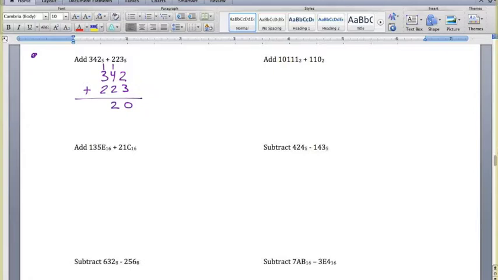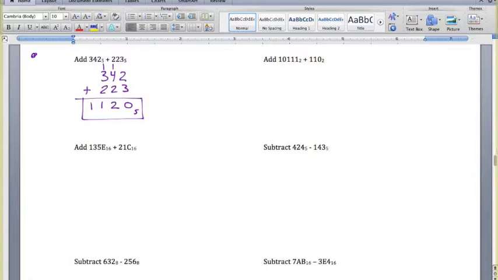Then when I add 1, 3, and 2, I get 6, but I can't write a 6. So how many 5s are there? 1, with how many left over? 1. So 1, 1. And we put the little 5 down there to show that this is still in base 5.